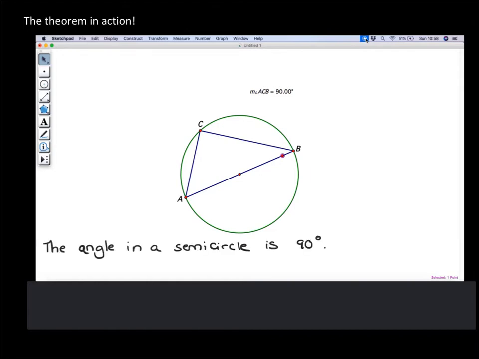So let's just clarify once more exactly what we mean by this. If we have a diameter which splits a circle into 2 halves, into 2 semicircles, we can then create a triangle by choosing a point on the circumference and joining that point, C, to the 2 endpoints of the diameter. And we can call this a triangle in a semicircle. Now, what the circle theorem tells us is that the angle in the semicircle, which is this angle here, is always equal to 90 degrees.